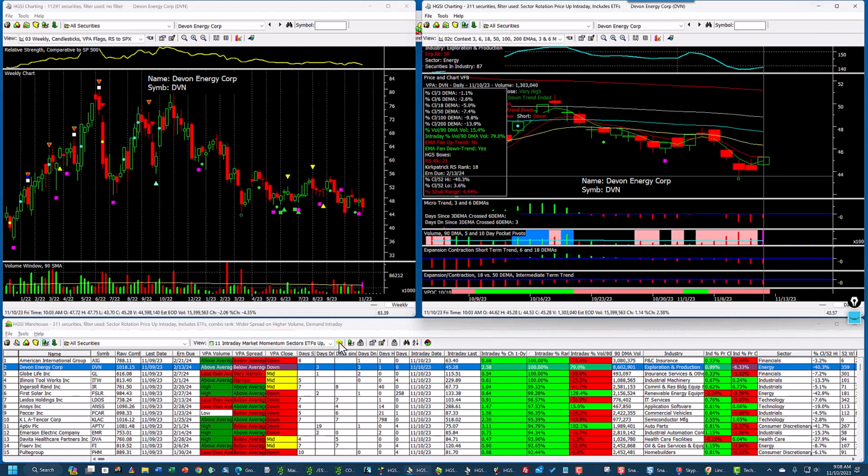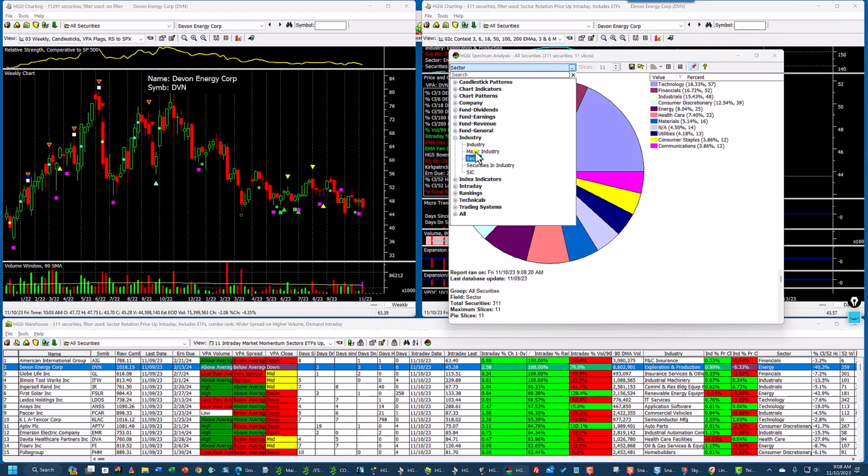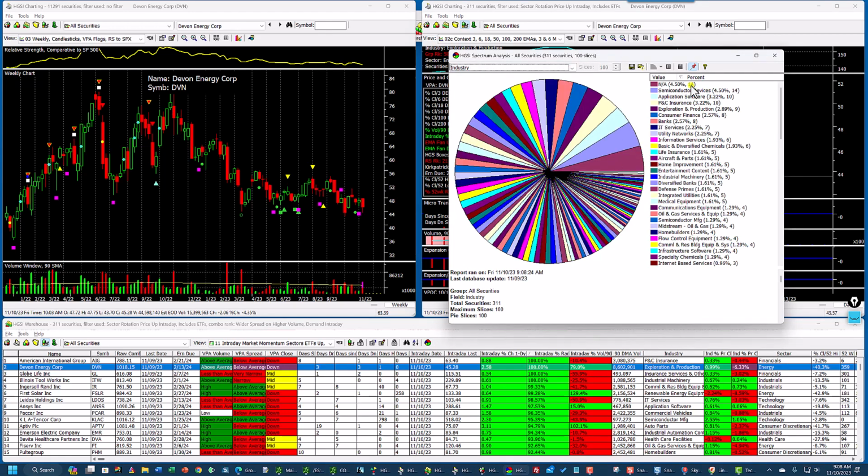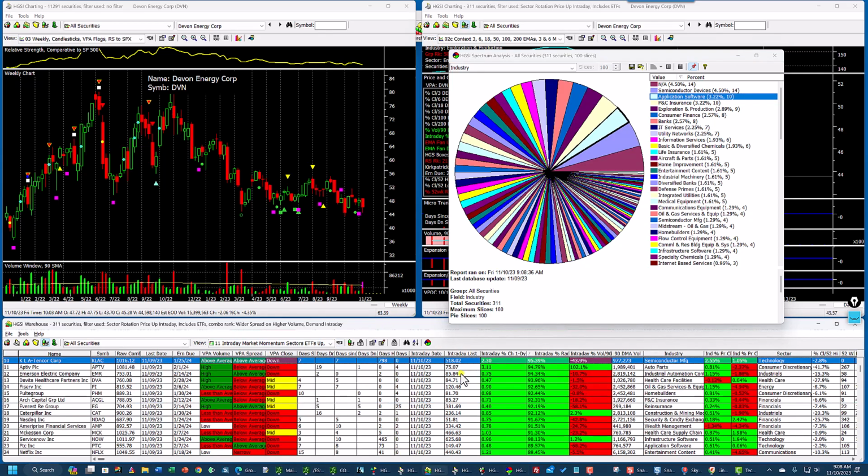One last look here. Let's look at on the upside, and let's look at the industry groups here. Those are the ETFs. On the upside, the largest group is the semiconductors, and then application software. So tech stocks are rallying today. It's really easy to read that by looking here at all securities. Intraday market momentum up. I'm just going to scroll down here.